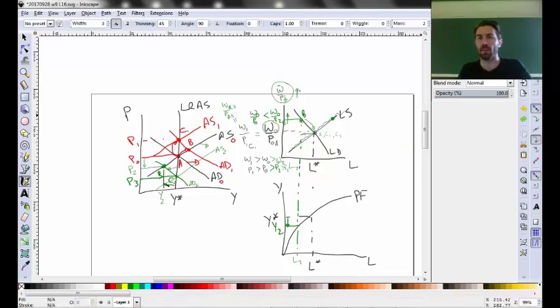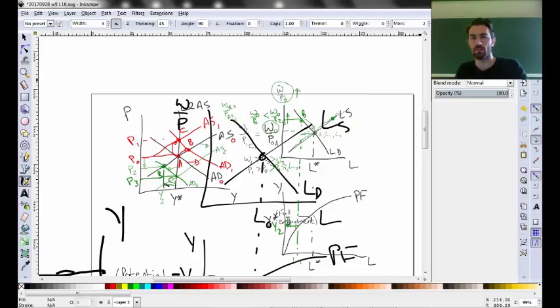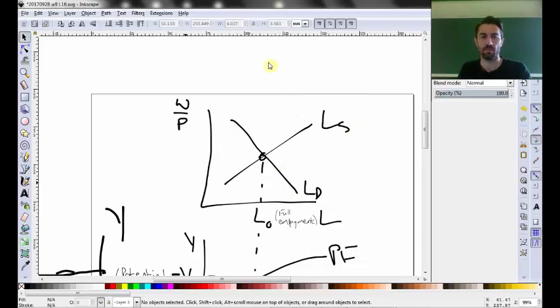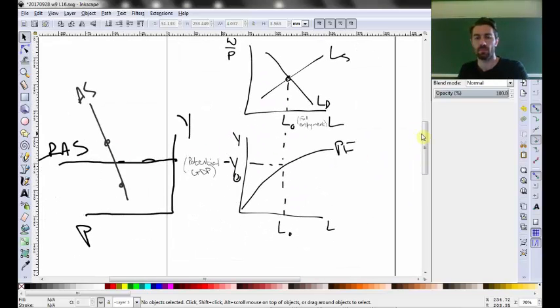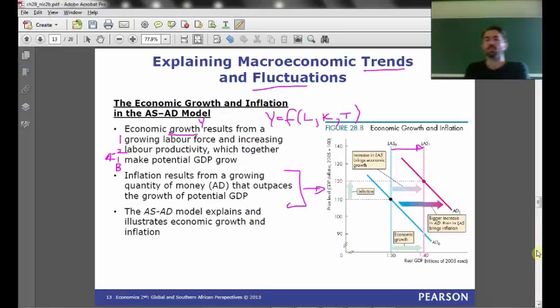I had that other diagram. Hang on, let's see. There it is. Okay, so if Y star increases, if Y increases, the long-run aggregate supply curve shifts to the right. Yeah? So here we have our long-run aggregate supply curve shifting to the right. Why? Because we've got either a growing labor force or we've got labor productivity growing because of either capital or technology.